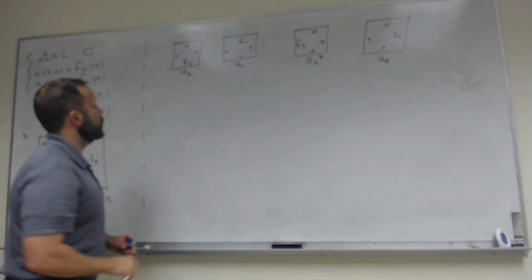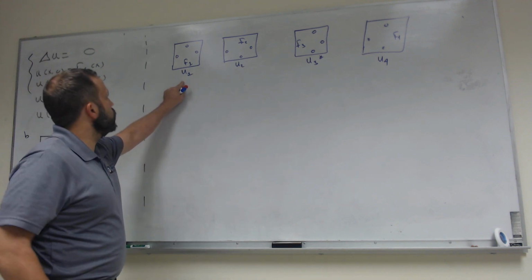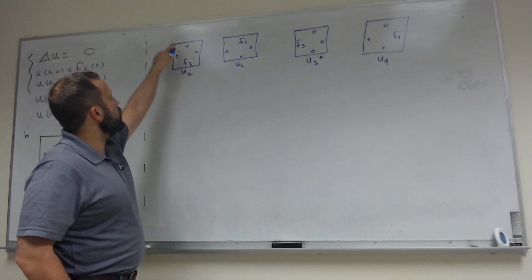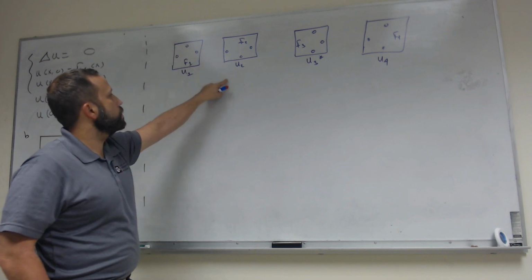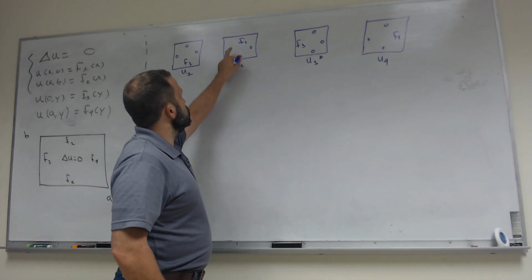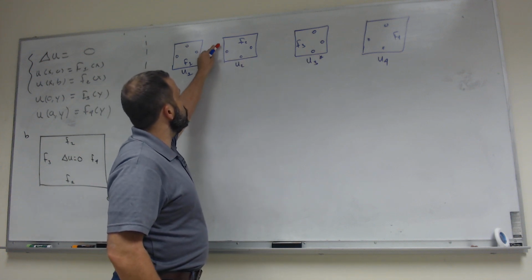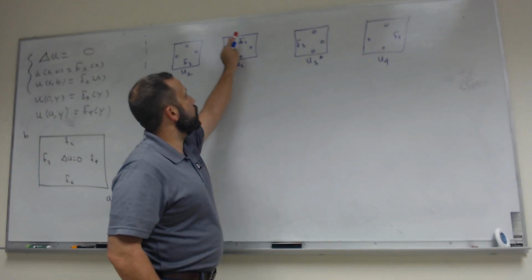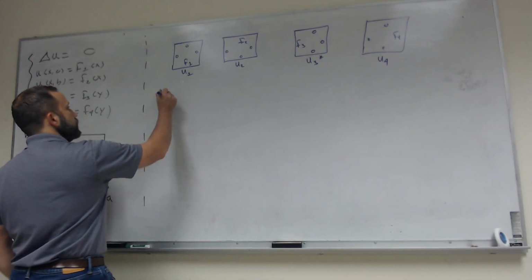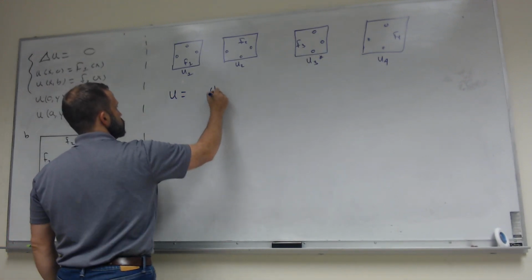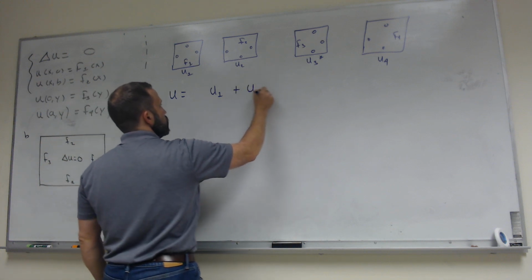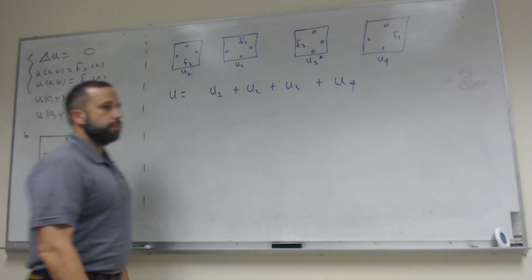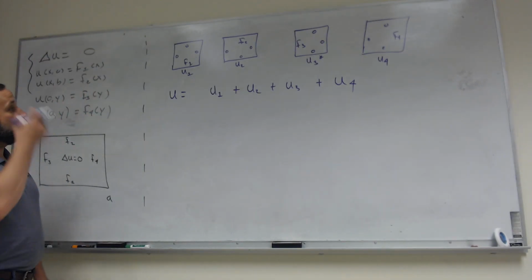Okay, so just to clarify, u1 is going to be the function that's harmonic in the interior of the rectangle. It's equal to f1 here, 0 there, 0 there, and 0 there. u2 is the function that's harmonic in the interior of the rectangle, that's equal to 0 there, 0 there, 0 there, and f2 there, and so on and so forth. And then the solution to the overall problem is just going to be the sum of these solutions, u1 plus u2 plus u3 plus u4. Okay, and how do we know this is a solution?